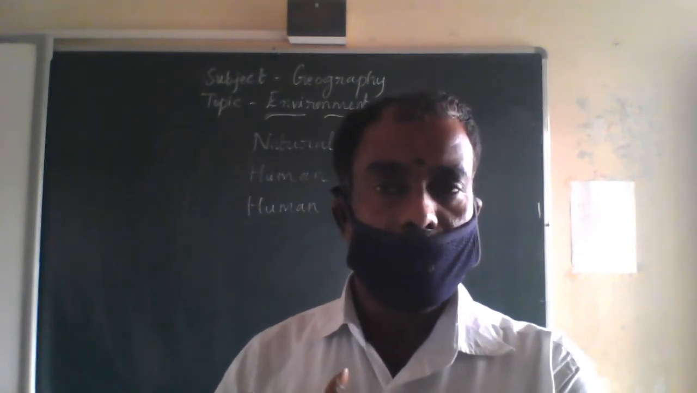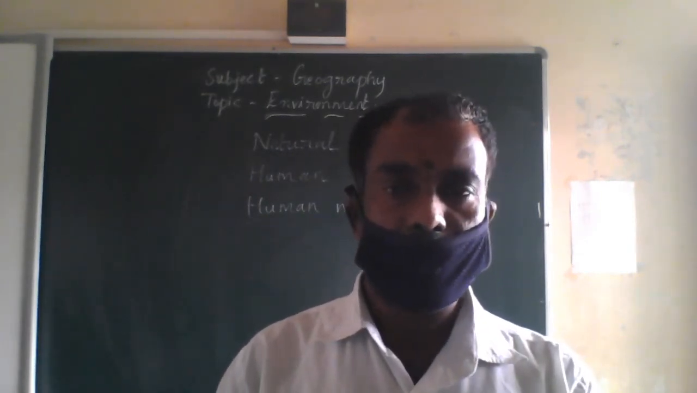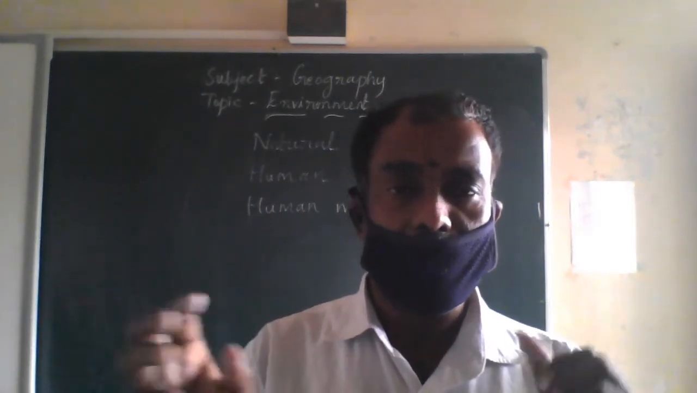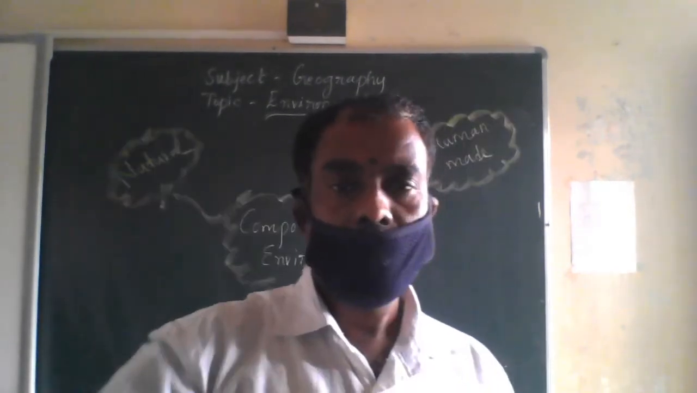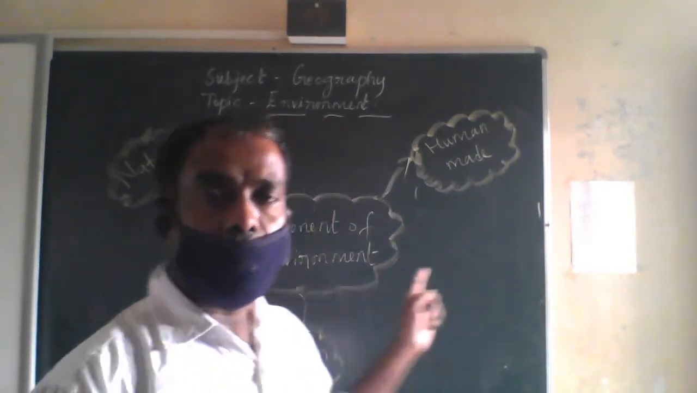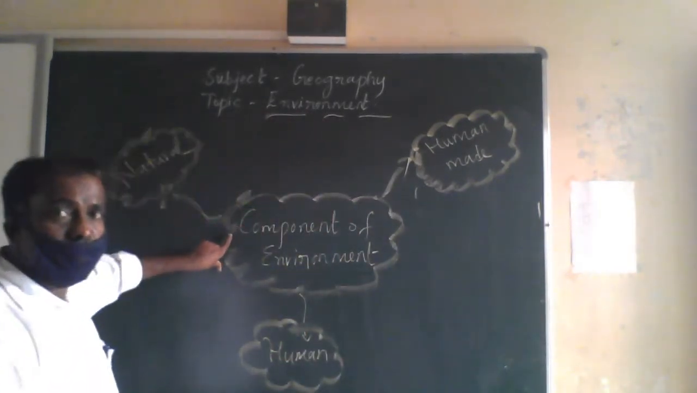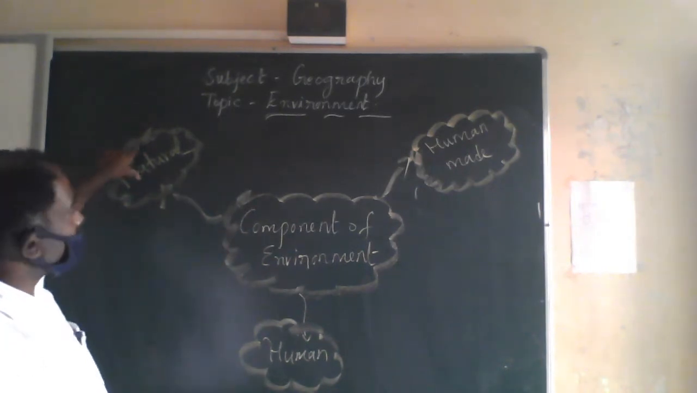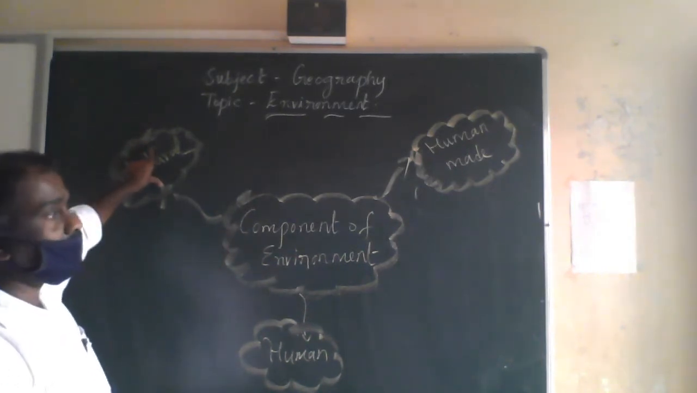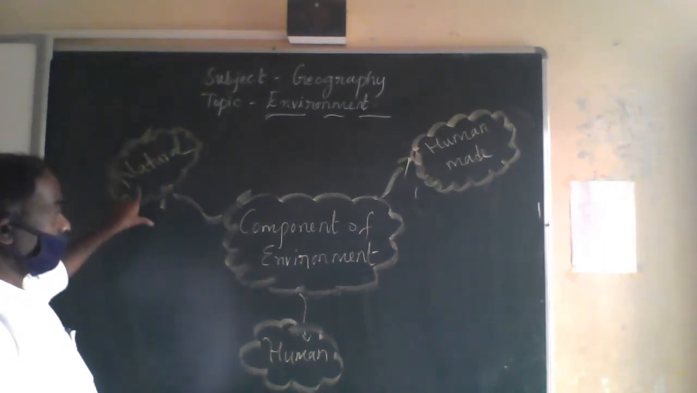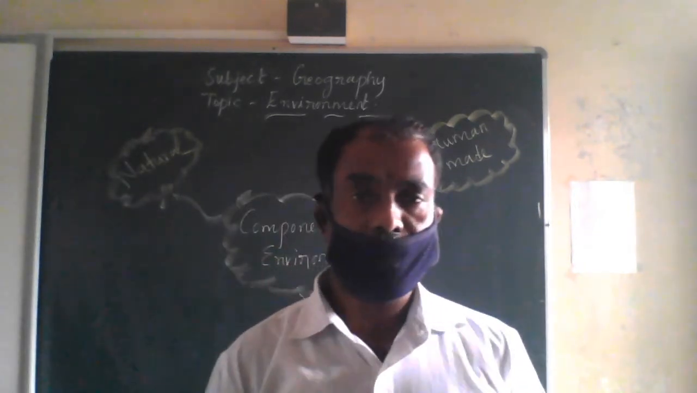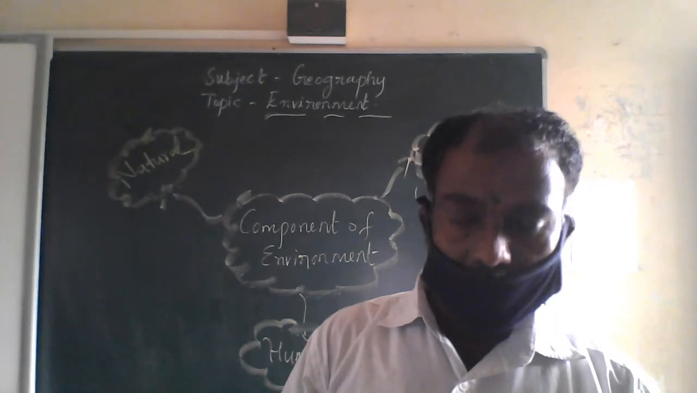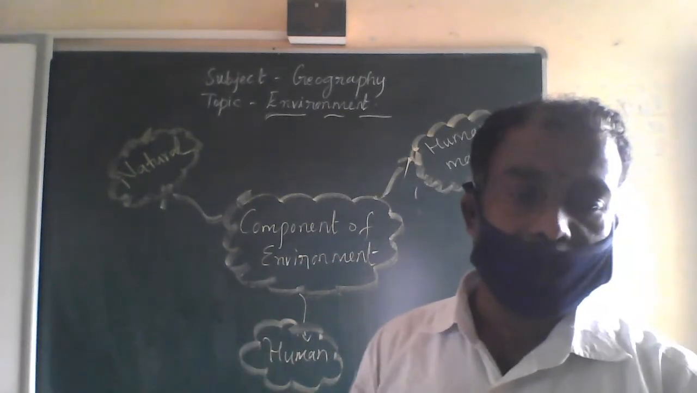Including in this natural environment. Almost all of you know that, but I would like to tell it once again for your better understanding. See, look at the board. The components of environment consist of these three main ones. It's classified like this: natural environment, human environment, and human-made environment. Then let us see about the natural environment.